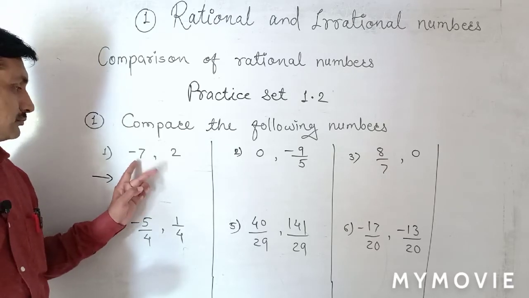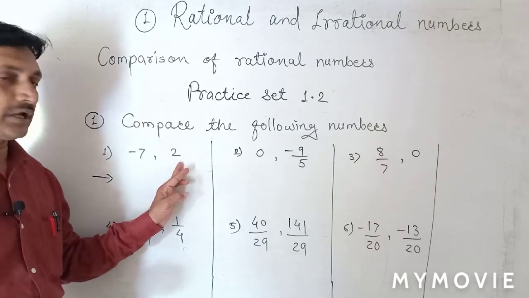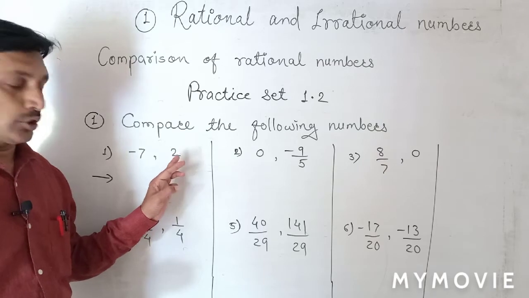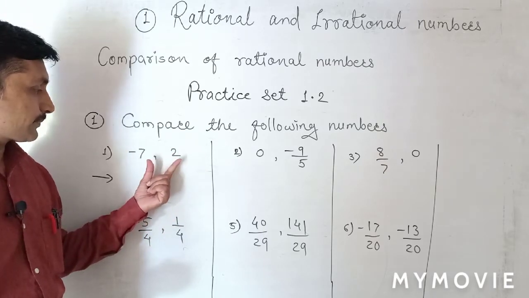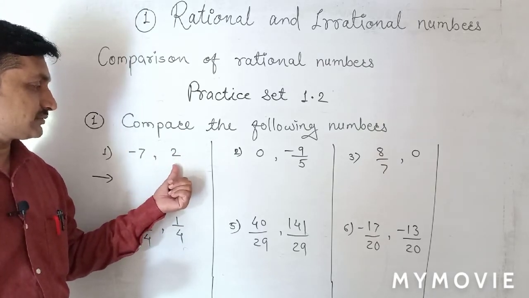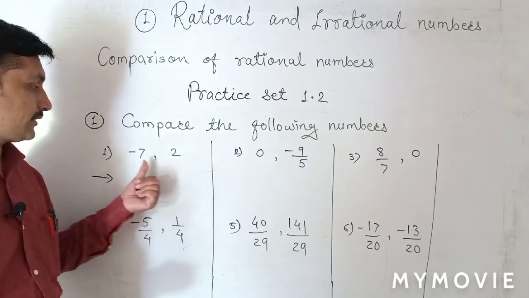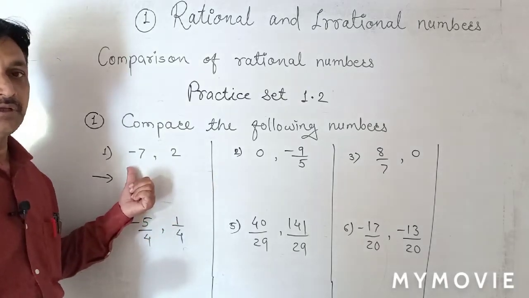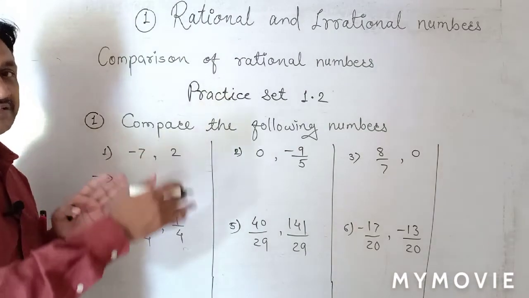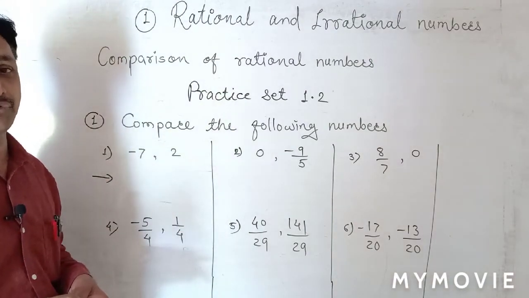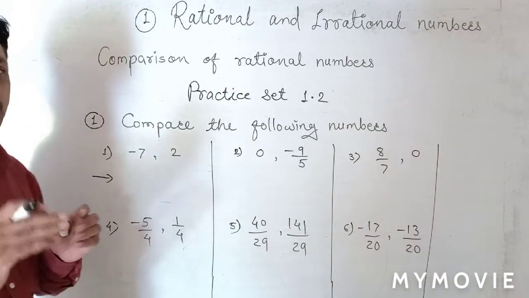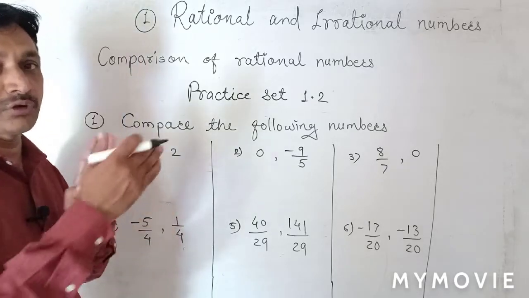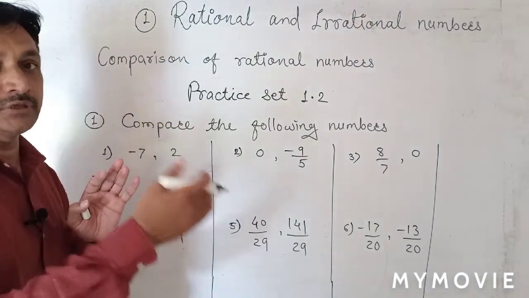First pair is given, -7 and 2. On the number line we know that we write positive numbers on the right side and negative numbers on the left side. And any number that is on the right side of the number line is always greater. Means when we compare two numbers, the number which is on the right side is always greater.